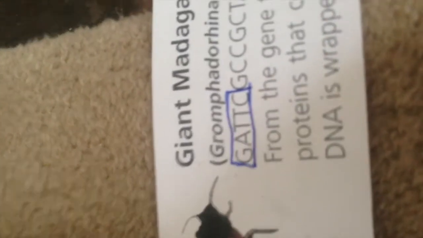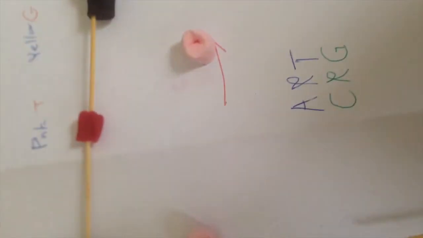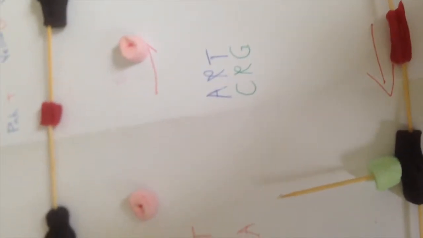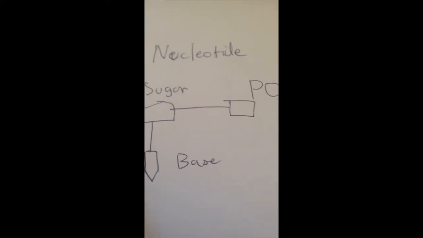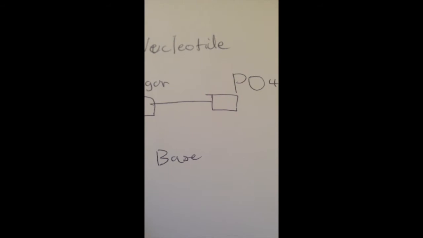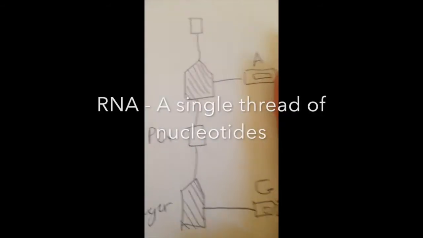For example, the first 5 letters of the giant Madagascar hissing cockroach is GATTC. This arrangement of bases, as you can see here, is what creates its dark color and its hissing behavior, hence the name hissing cockroach. Nucleotides make up the DNA, and they line up in their linear formation to create a strand of the RNA, as you can see here.